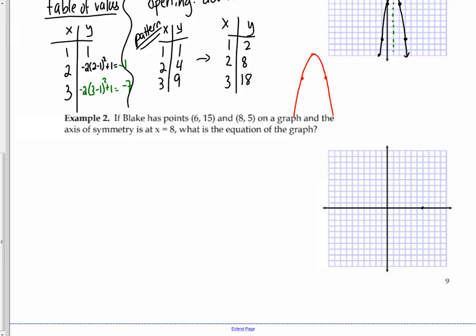Oh shoot, do we have to change our scale? Okay, this is what we're going to do. We're just going to mark it off the graph. 10, 11, 12, 13, 14, 15, 16. Sorry, I should have given you a better graph. Okay, 6 and 15, and then 8 and 5. Oh, 1, 2, 3, 4, 5.